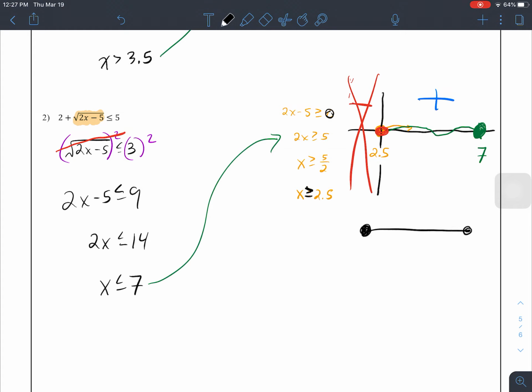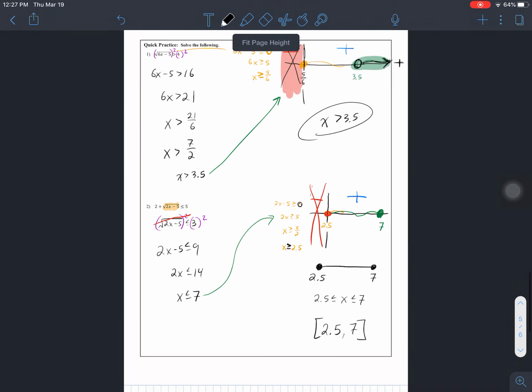So really, it looks like this. My answer is between 2.5 and 7. So I can write it like a compound inequality. 2.5 less than or equal to x, which is less than or equal to 7. Or I can write it as an interval. 2.5 with a bracket because it's a solid circle, to 7, least to greatest, with a bracket.